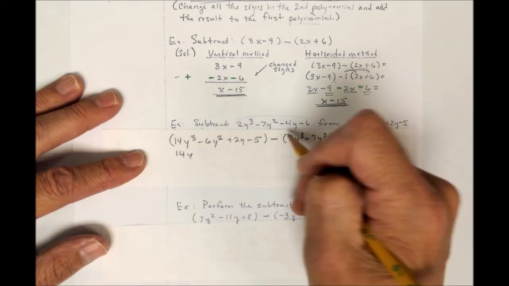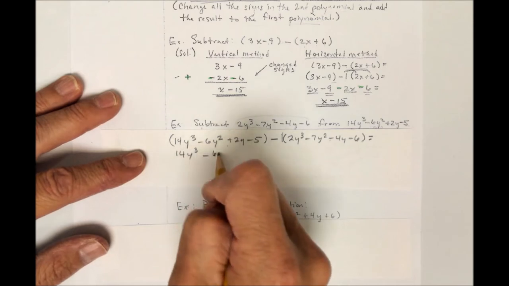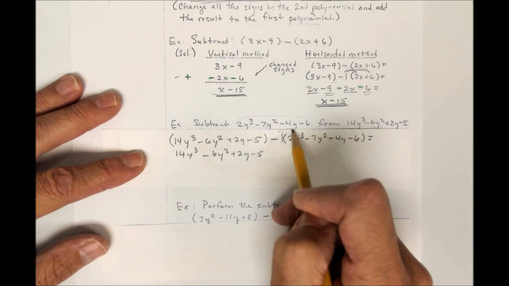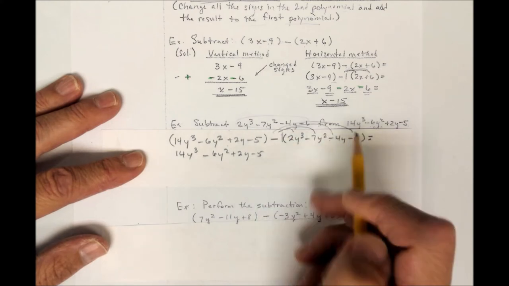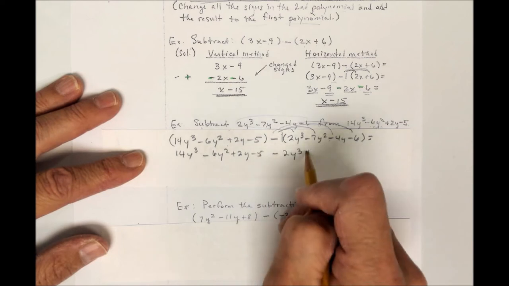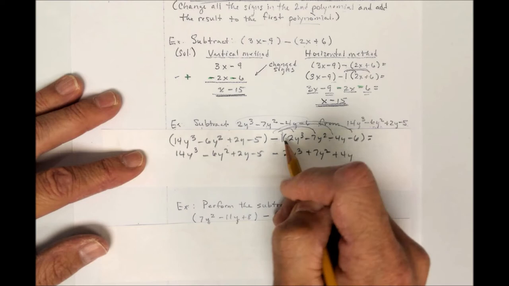I'm going to put a little 1 in there. I'm going to write this as 14y to the third minus 6y to the second plus 2y minus 5. And then here, I'm going to distribute: minus 2y to the third plus 7y to the second. See those signs changing? Plus 4y plus 6.